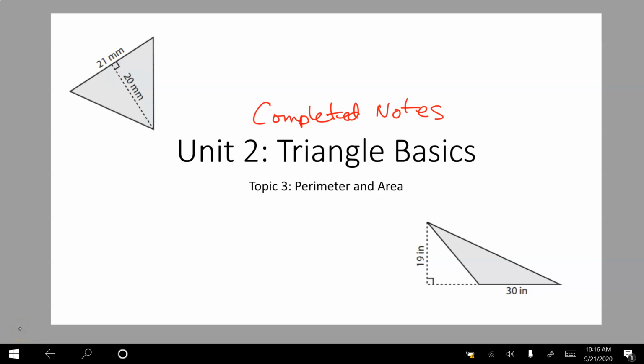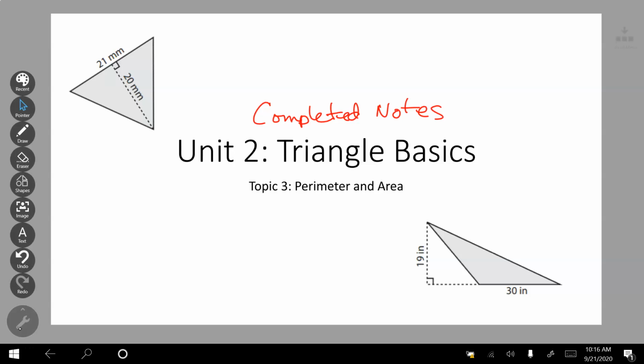Hello class, today we're going to work on topic 3, perimeter and area of triangles.